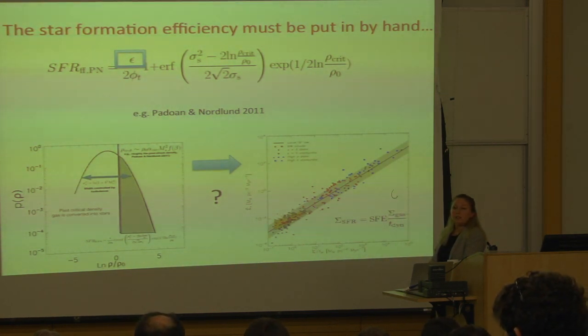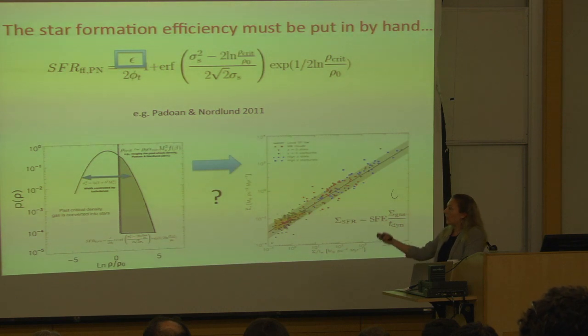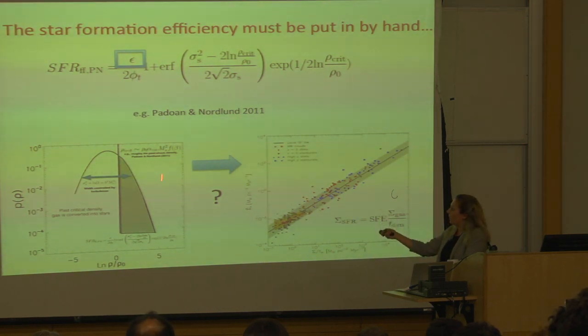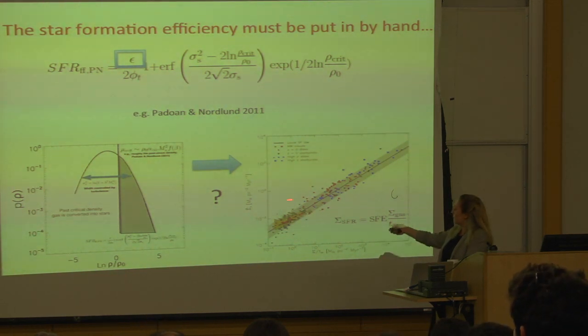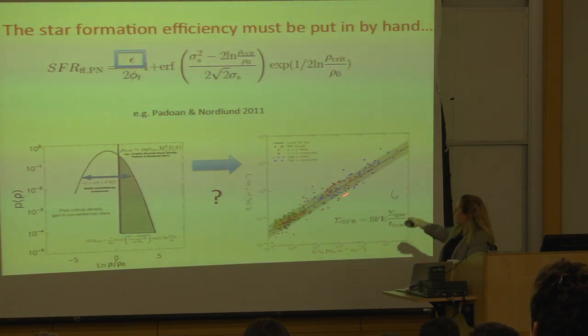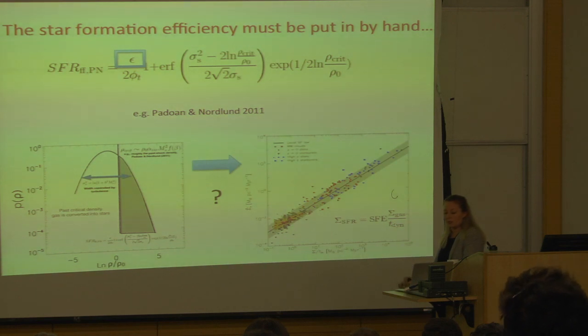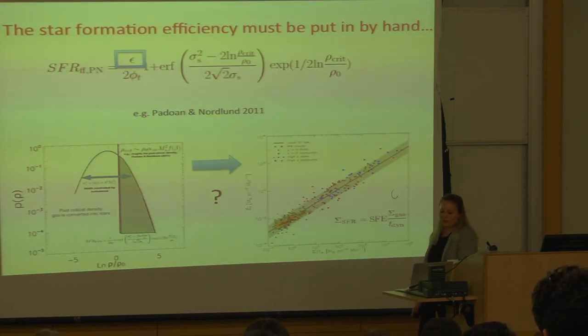This is actually because there's no way that these models can predict the star formation efficiency. You have to put it in by hand. And so going from this picture of turbulent regulated star formation, where you have just this simple density distribution given by turbulence, to explaining this 1% correlation that we see in local star-forming regions and galaxies is not really possible with these models. So what can we do?